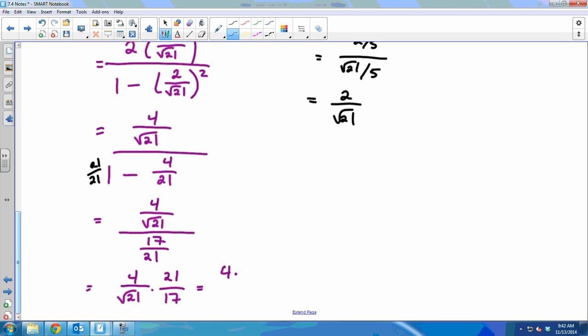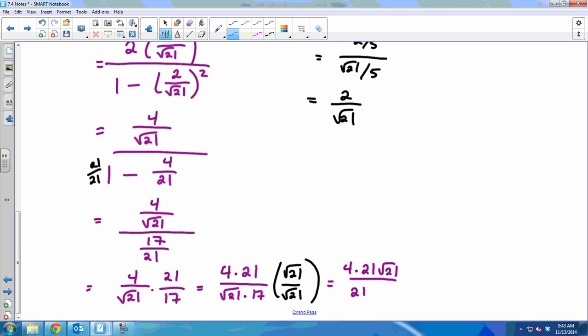I'm going to leave it like that for a second. I need to rationalize the denominator. I didn't separate anything out because I'm going to rationalize. If you multiply by the square root of 21, this is why I didn't write anything out, because the 21s cancel out. So you get 4 square root of 21 over 17.